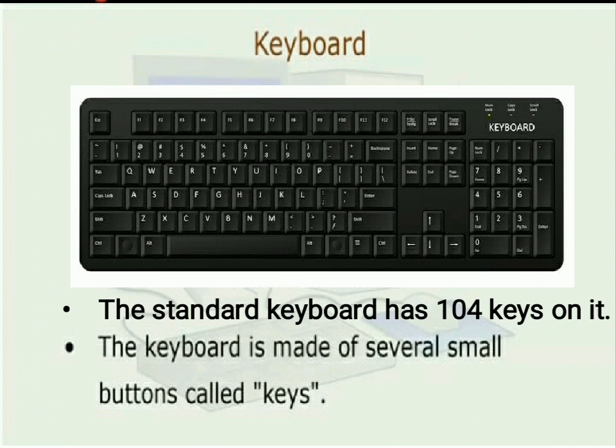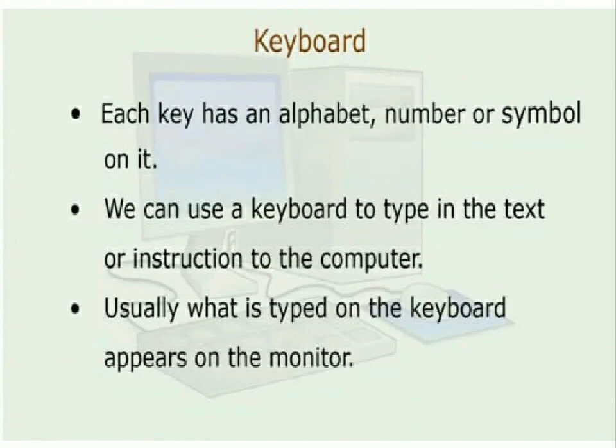Look at this picture. This is a keyboard. The standard keyboard has 104 keys on it. Keyboard looks like a rectangular board with many buttons. Keyboard buttons are called keys. Each key has an alphabet, number or symbol on it. We can use a keyboard to type in text or instructions to the computer. Usually, what is typed on the keyboard appears on the monitor.